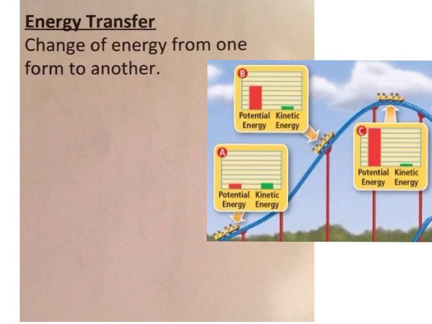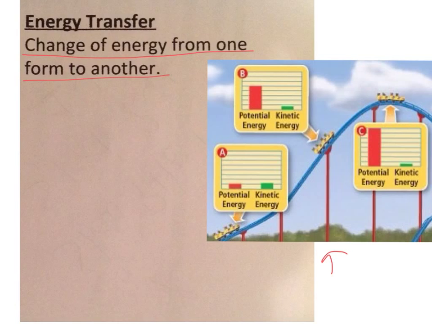Finally, we have energy transfer. Energy transfer is the change of energy from one form to another. Alright, so we've been talking about this as we've been seeing some pictures, how energy changes from potential into kinetic, and then it can possibly turn back into potential. Remember, energy is never created nor destroyed. It just changes from one form to another. So we have a picture here of a roller coaster.